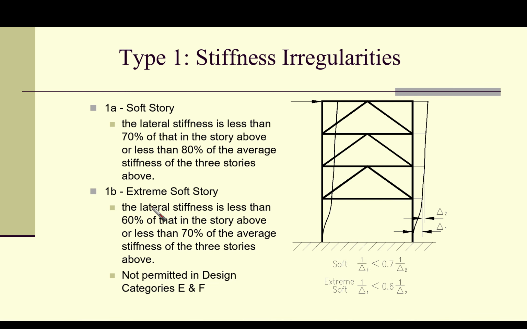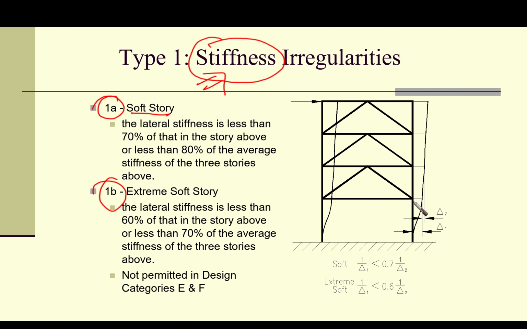Okay, let's go to the first one, which is the soft story. We have 1A and 1B. We have soft story, which means that it is related to stiffness. Take care, this is related to the stiffness. The lateral stiffness is less than 70% of that in the story above, or less than 80% of the average stiffness of the 3 stories above. So that's the case here.